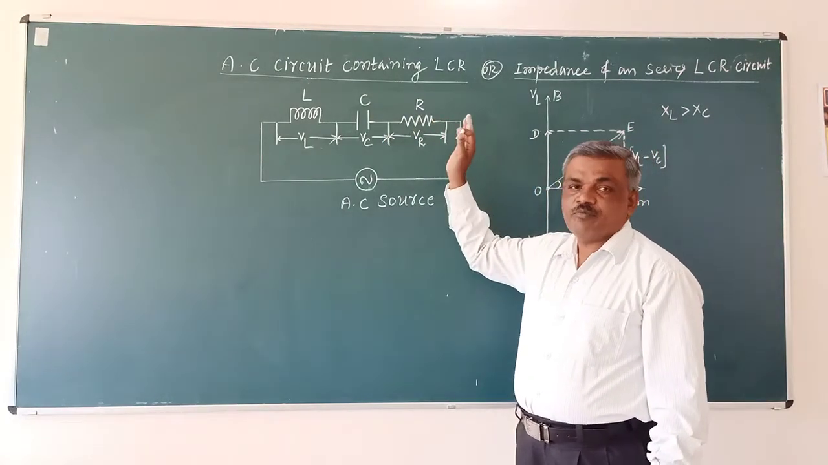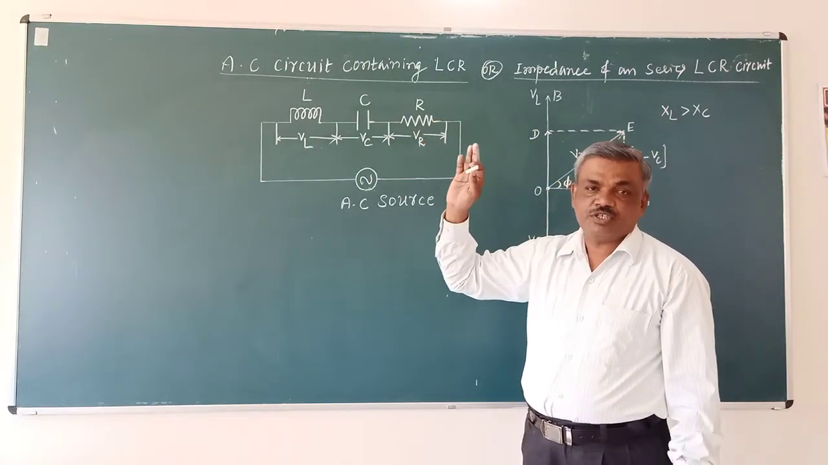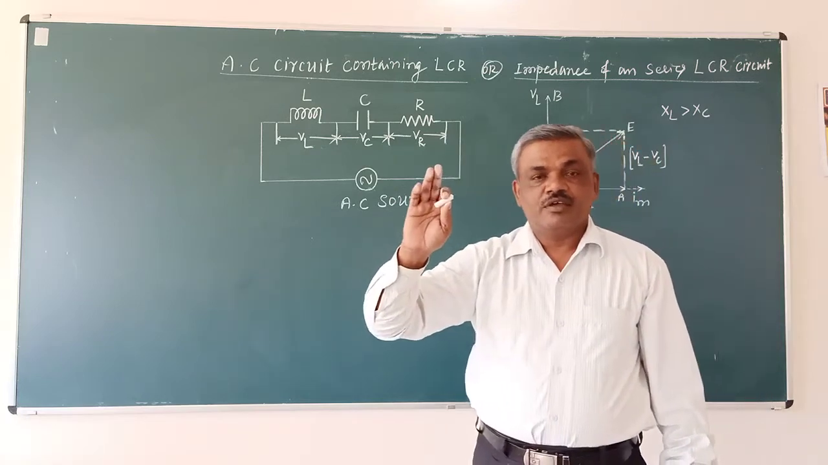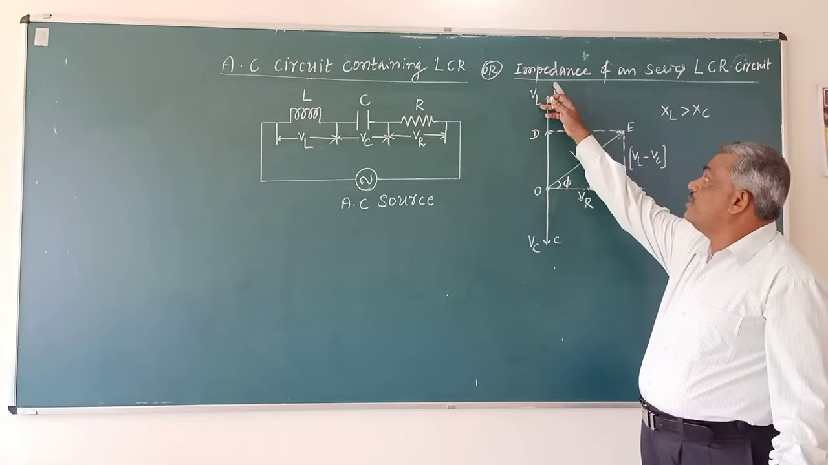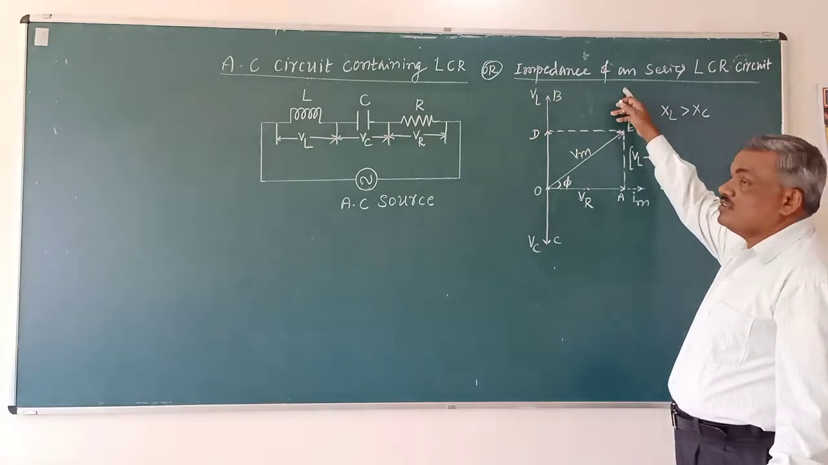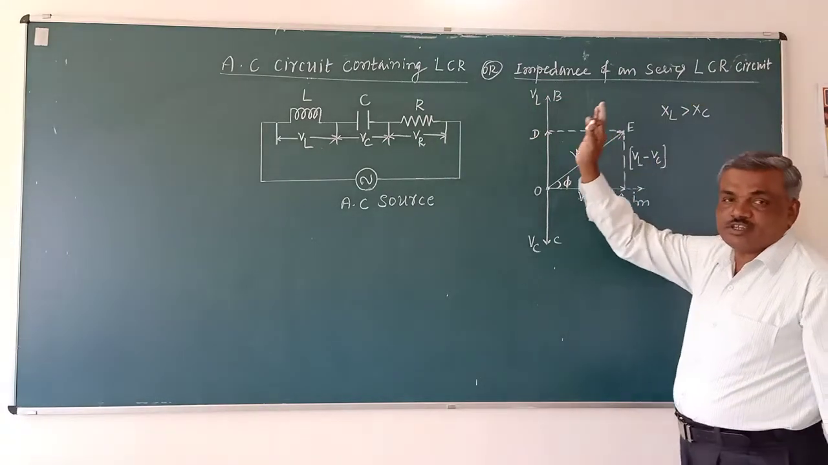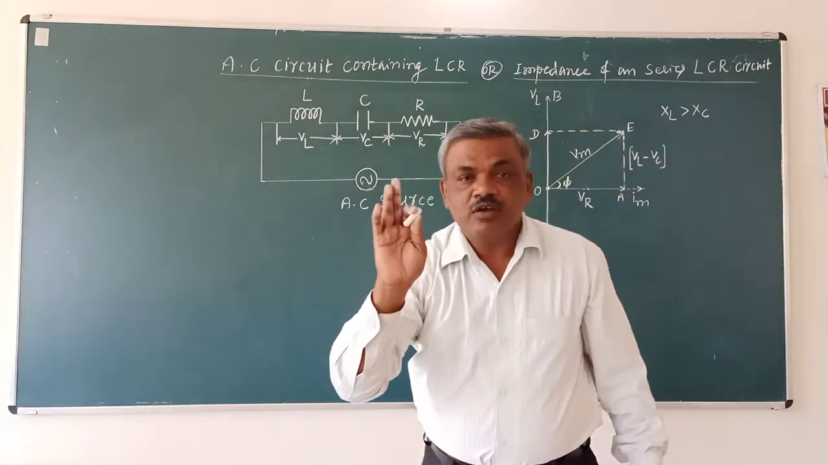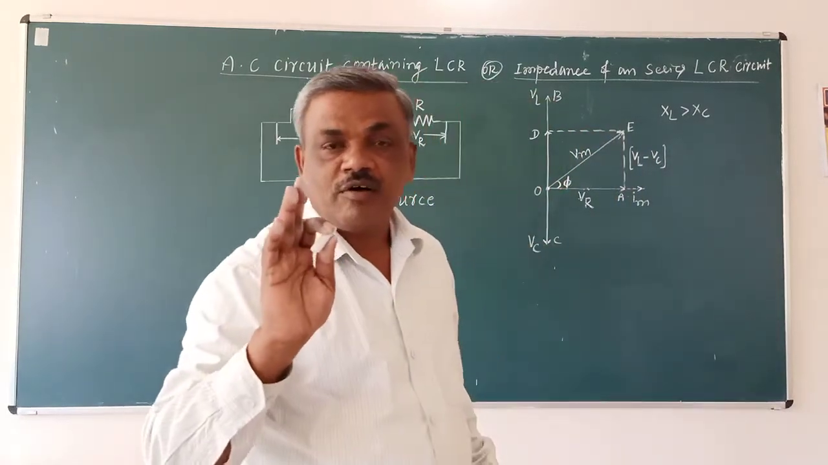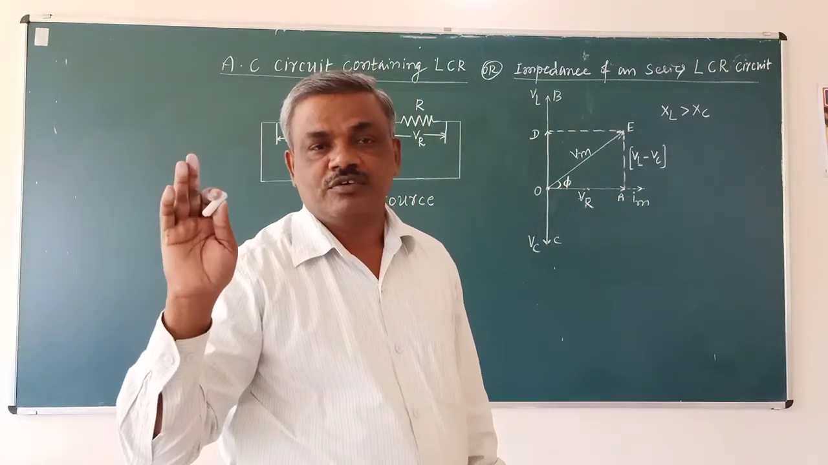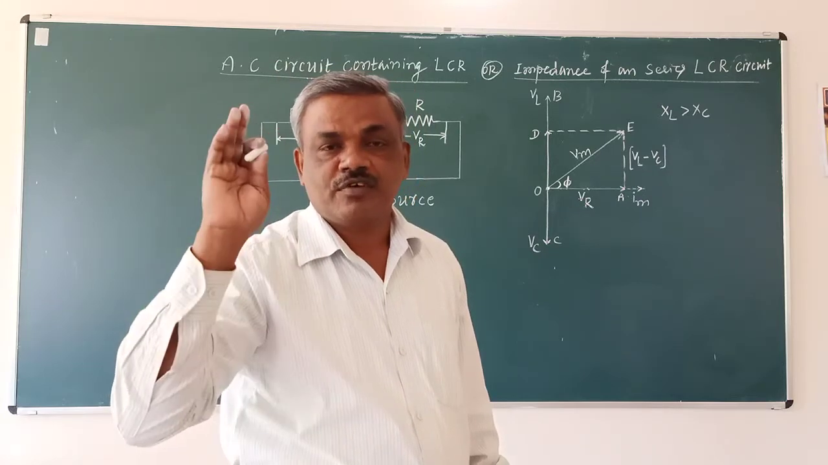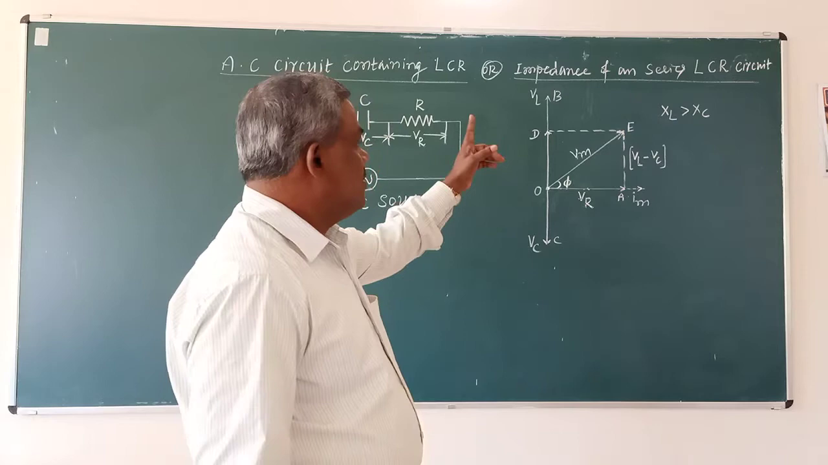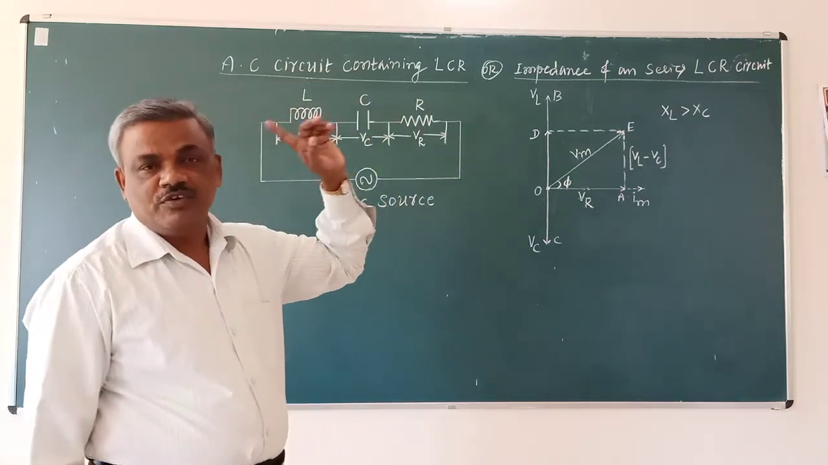This is very important in the online examination. 5 mark question: Derive an expression for impedance of a series LCR circuit when alternating voltage is applied to the combination of LCR circuit. It is very important, so you practice a number of times. This is a 5 mark question.